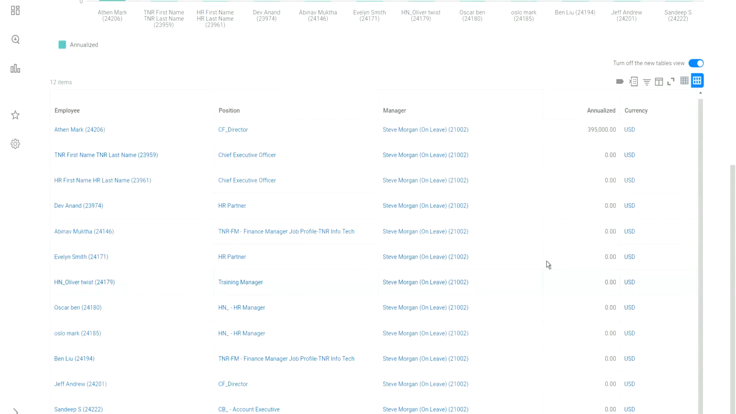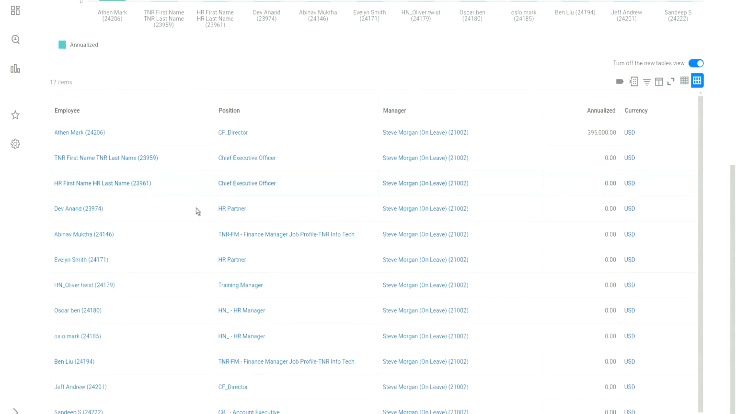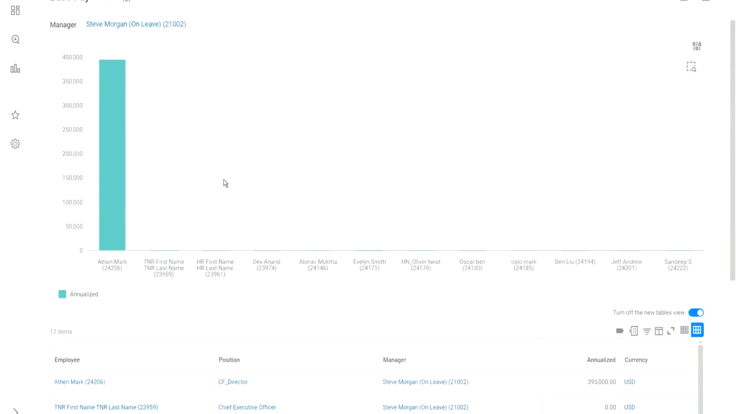You see, the base pay for these workers is typically 0 in all of the cases, except for one worker. Ethan Mark, it is $395,000, right? So this is about these workers. Now you see that this report has the output as rows and columns of data, correct? But it also has a chart associated with it, just like our pivot table and pivot charts in Excel.